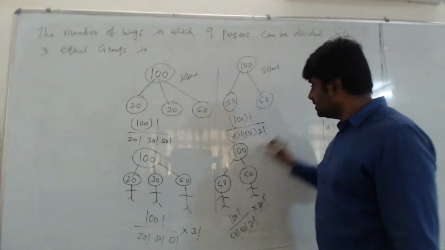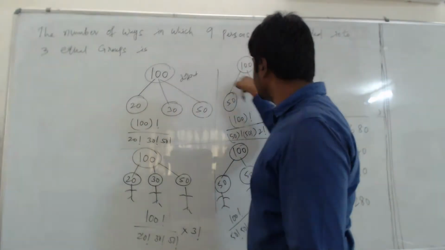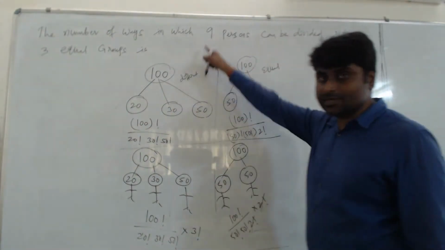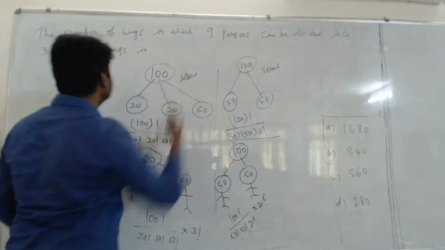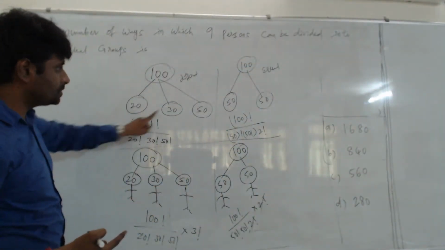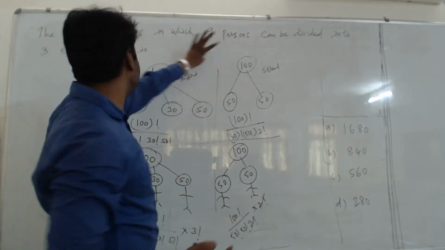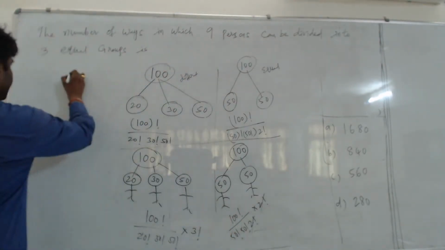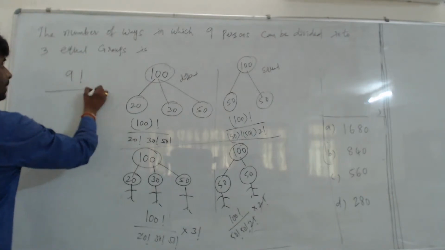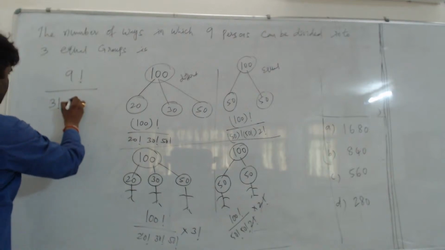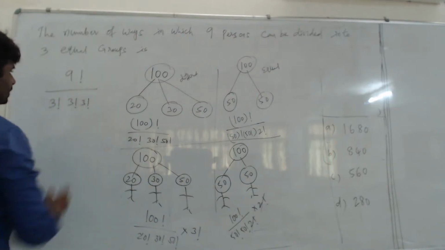So these are the distribution of things into groups and distribution of things among persons. Here also, for this question, 9 persons divided into 3 equal groups in this category. 9 persons can be divided into 3 equal groups, so 9 factorial divided by each one will get 3: 3 factorial, 3 factorial, 3 factorial.